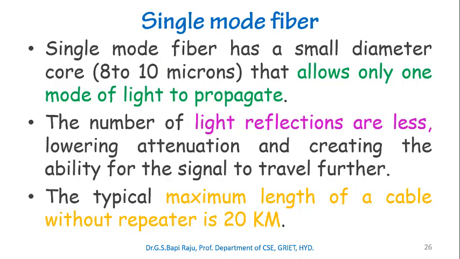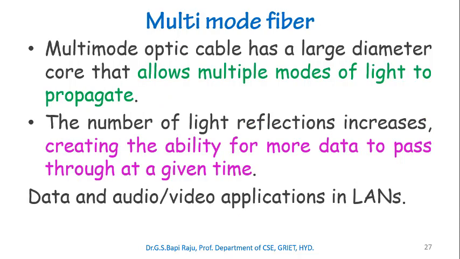Single mode fiber has a small diameter that allows only one mode of light to propagate. The number of light reflections is less, lowering attenuation and creating the ability for the signal to travel further. The typical maximum length of a cable without a repeater is 20 kilometers. Single mode supports longer distances normally because of less attenuation as well as fewer reflections.